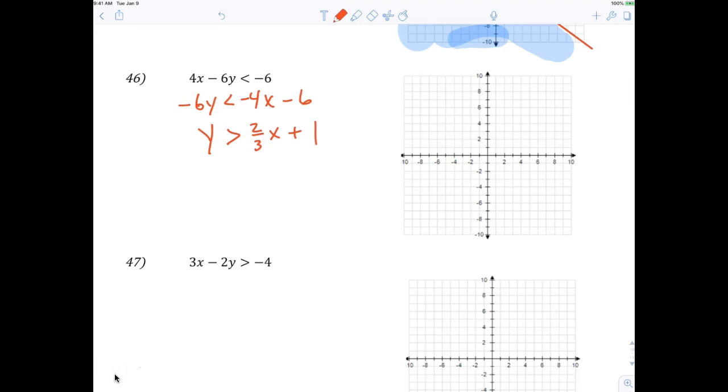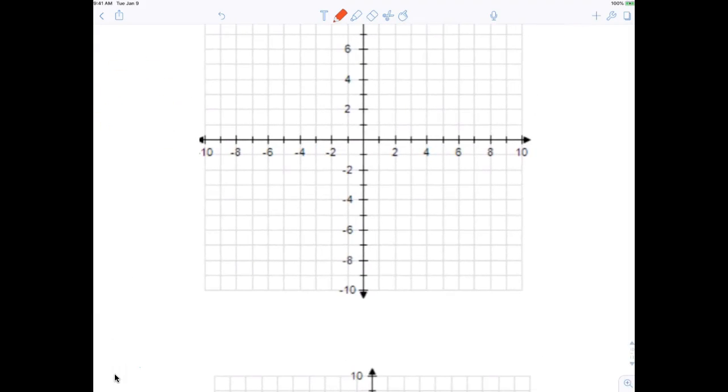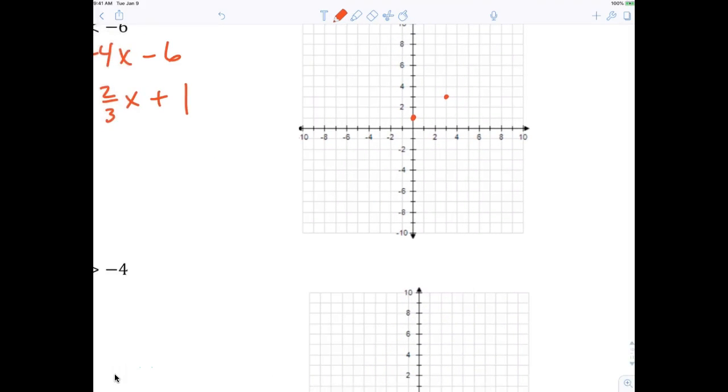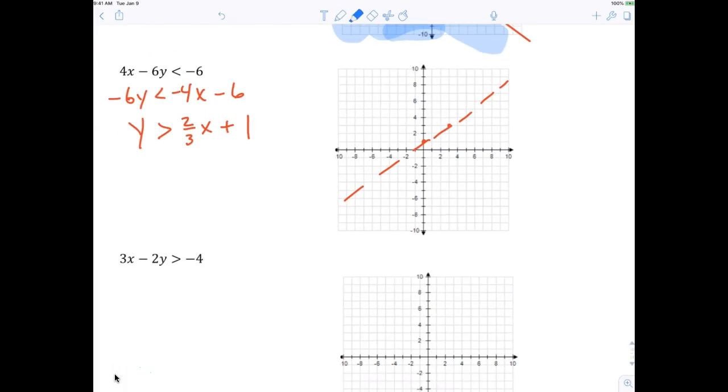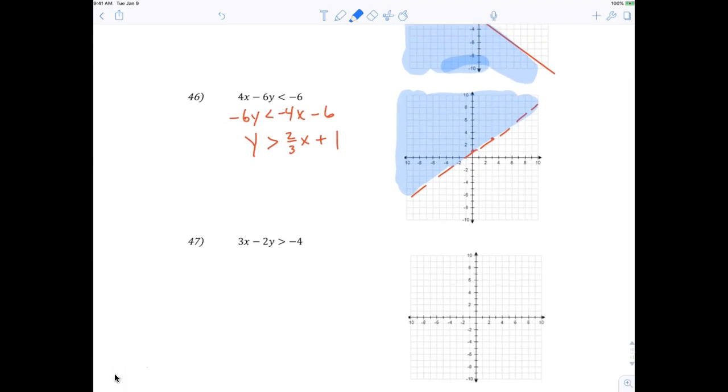All right. So altogether, we're going what? Up 1, plot a point. From there, up 2 over 3. What kind of line? Dotted line. Shaded where? Above. Any issues?